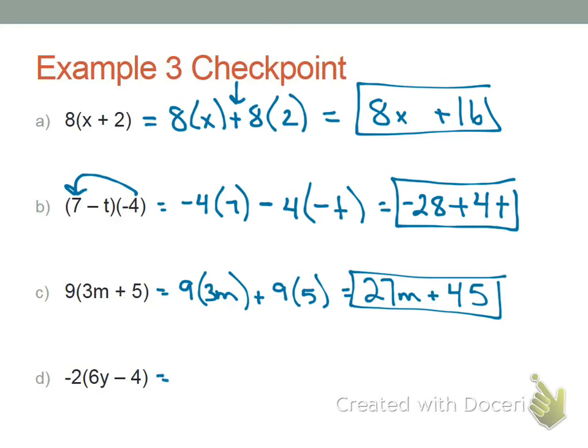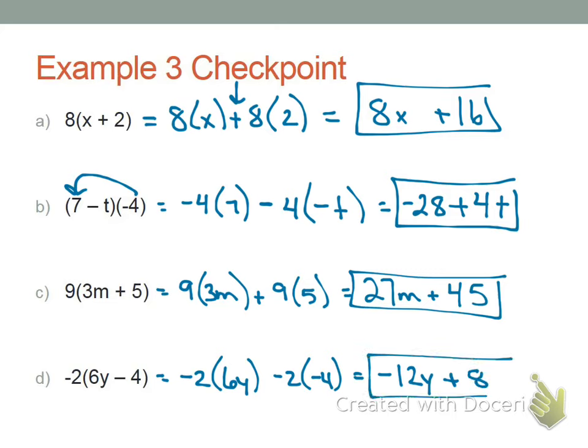Last but not least, lots of negatives. Negative 2 times 6y minus 2 times negative 4. So that is negative 12y what? Plus 8. Y positive. Because how many negatives did I multiply? 2 negatives. Did anybody get all 4? Awesome. Did anybody miss 1?